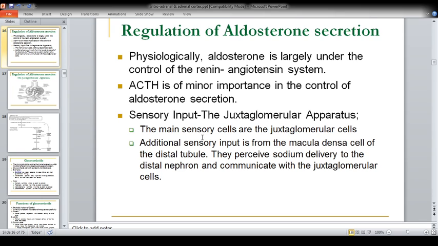Then there is adrenocorticotropic hormone, ACTH. It also serves a purpose, but it is of minor importance in the control of aldosterone secretion. Aldosterone is controlled by the renin-angiotensin system, whereas cortisol and the androgens are controlled via ACTH secretion. The sensory input for aldosterone secretion is via the juxtaglomerular apparatus in the kidney. The main sensory cells are known as the juxtaglomerular cells.